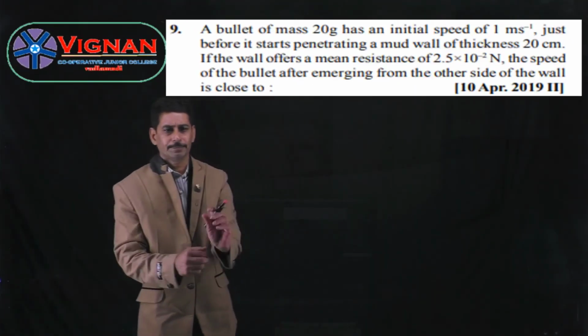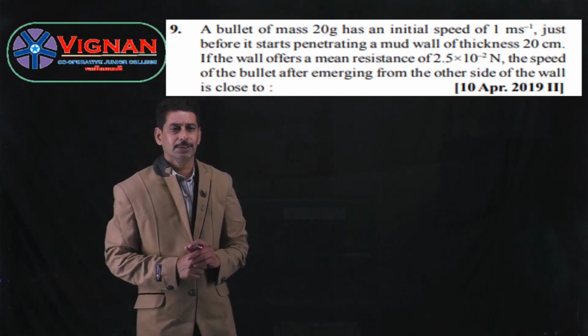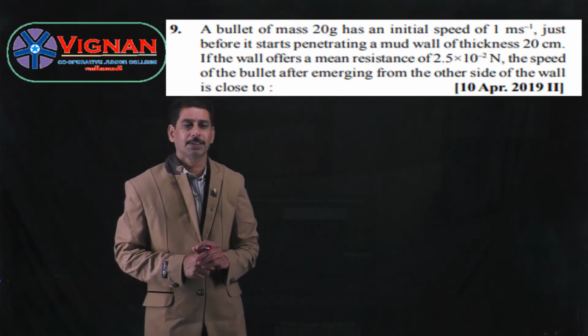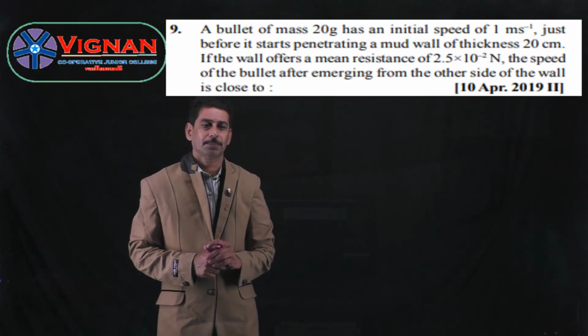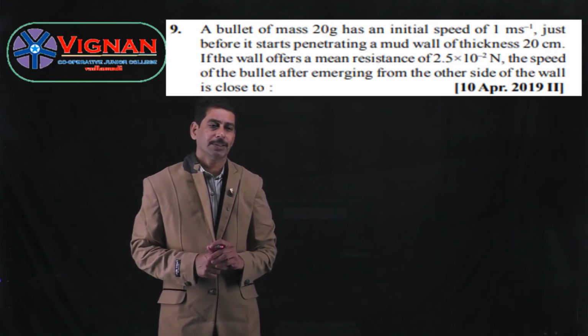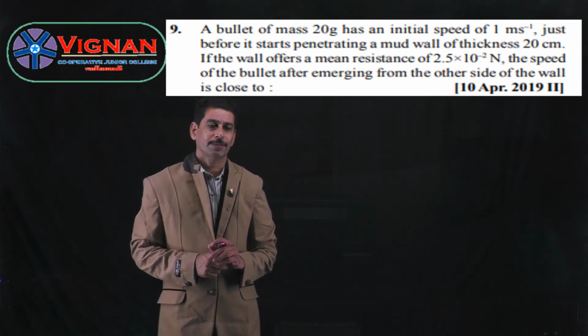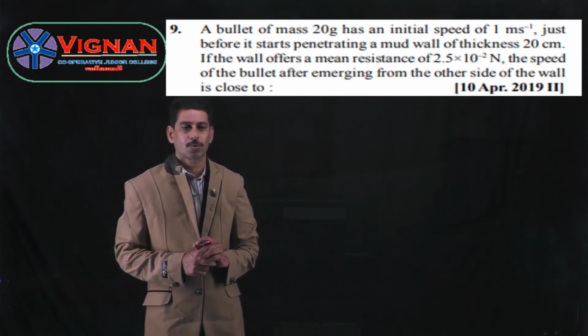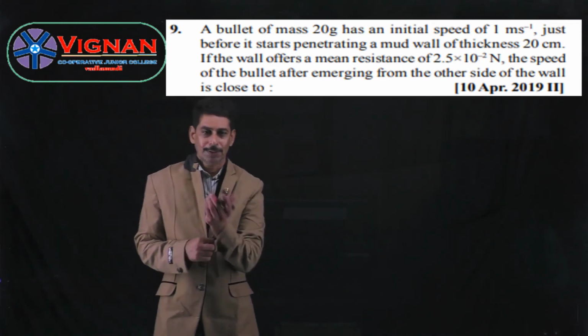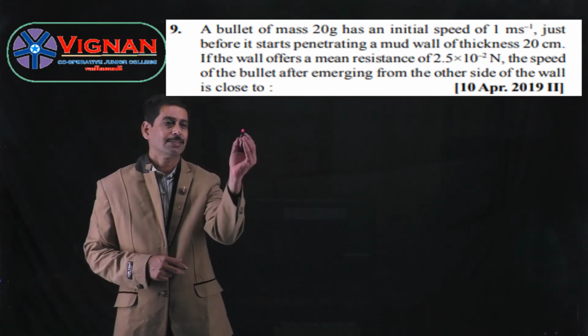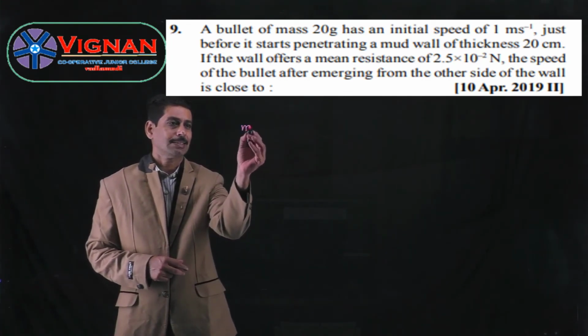See the next problem. A bullet of mass 20 gram has initial speed of 1 meter per second just before it starts penetrating a mud wall of thickness 20 centimeter. If the wall offers a mean resistance of 2.5 into 10 power minus 2 Newton, the speed of the bullet after emerging from the other side of the wall is close to.